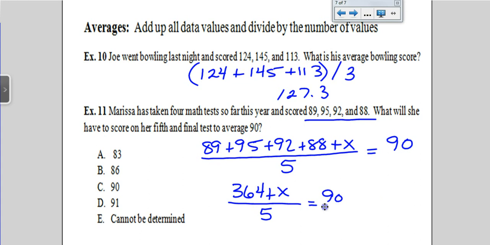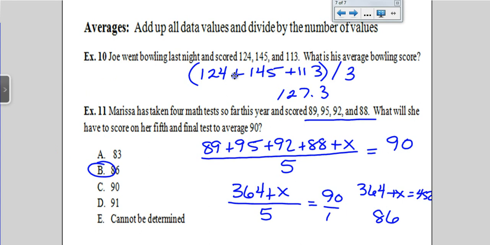is I'm going to treat this like it's a proportion, and I'm going to cross multiply. So cross multiplying here, 5 times 90 is going to give me 450. So I have 364 plus x equals 450. Oops, running out of room, sorry. When I go ahead and subtract off the 364, I end up with 86. So it turns out Marissa needs an 86. That's the smallest score that she can get in order to average a 90. She could also get a 90 and 91, but that's not the smallest score.